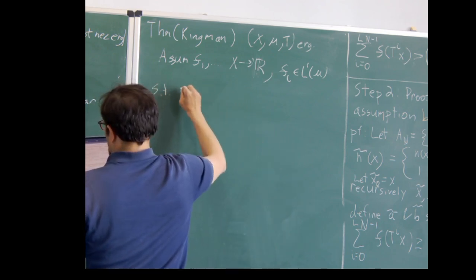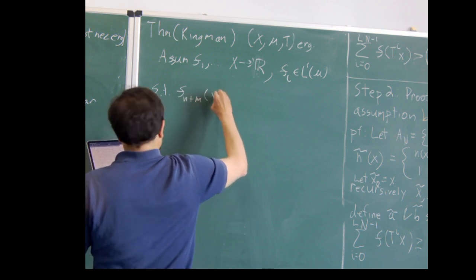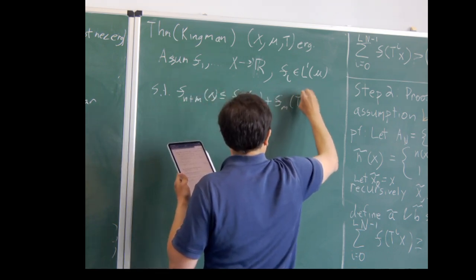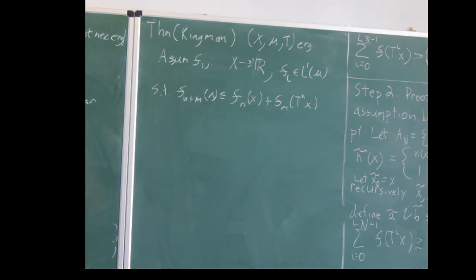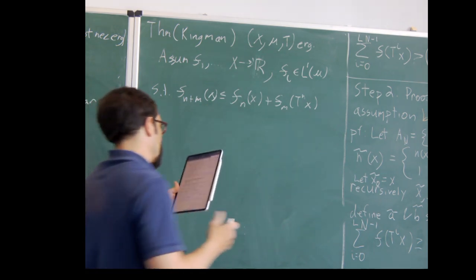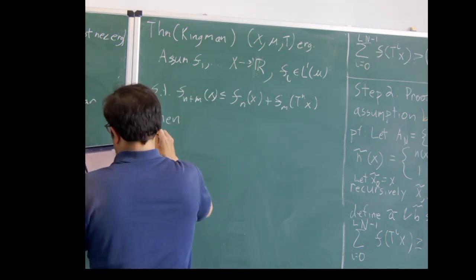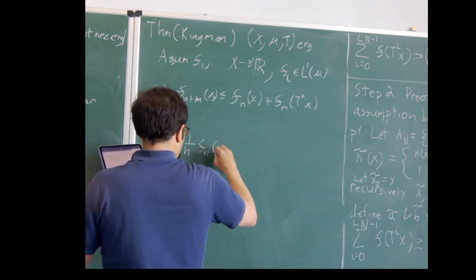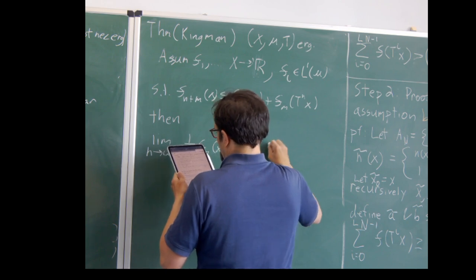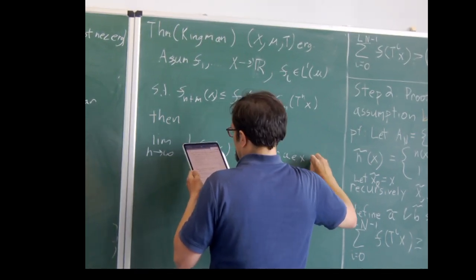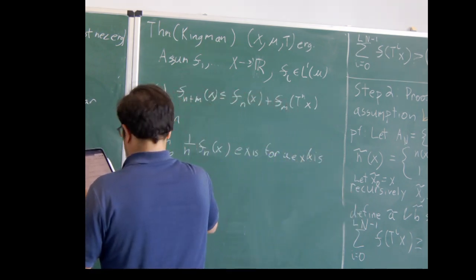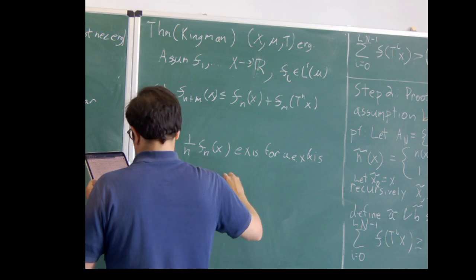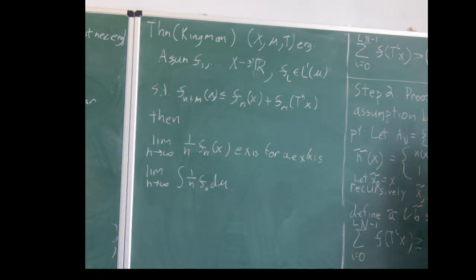So that f sub n plus m of x is less than or equal to f sub n of x plus f sub m of T to the n of x. This is the subadditivity condition. Then the limit as n goes to infinity of 1 over n of f sub n of x exists for almost every x and is the limit as n goes to infinity of the integral of 1 over n of f n d mu. So that's Kingman's ergodic theorem.